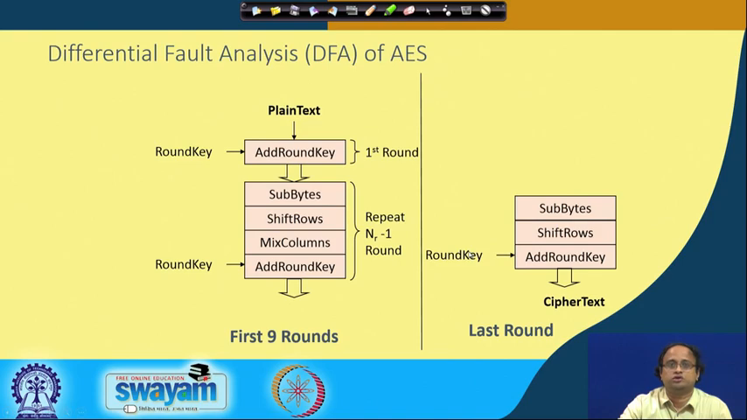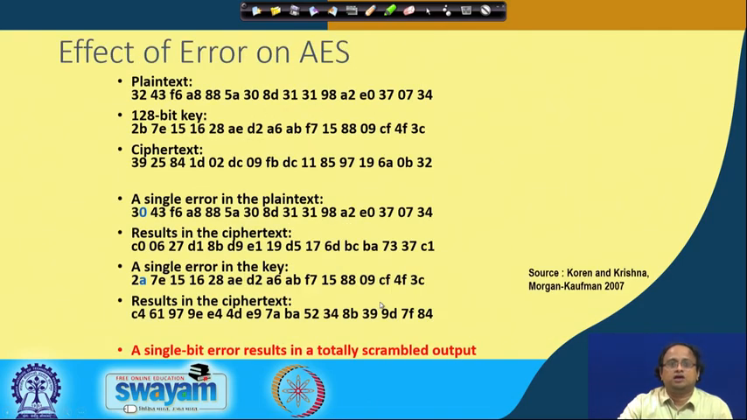I do not do any mixed columns in the final last round. So, if I do this right, let us just quickly study the effect of error on AES. This shows an example where there is a 128 bit plain text and the corresponding cipher text. You see that if there is a single error in the plain text, for example, here it was 2 and I made it 0, this leads to a completely random output.